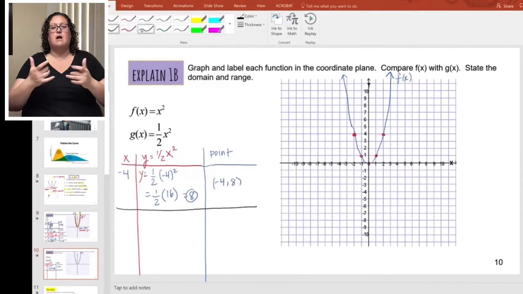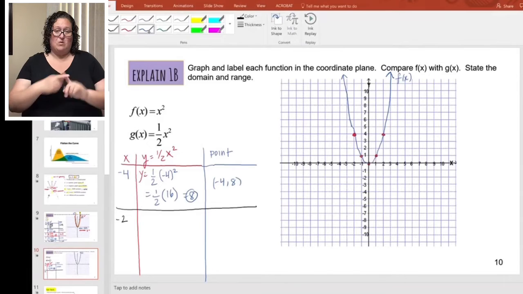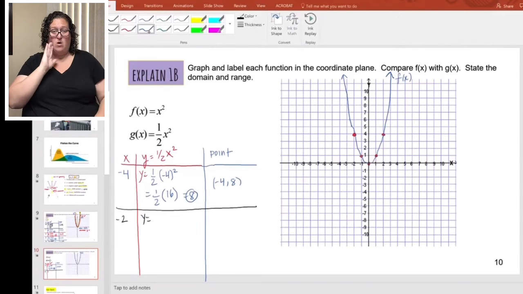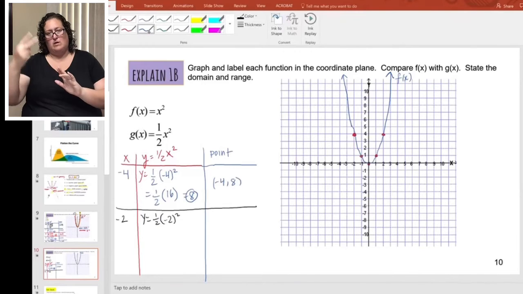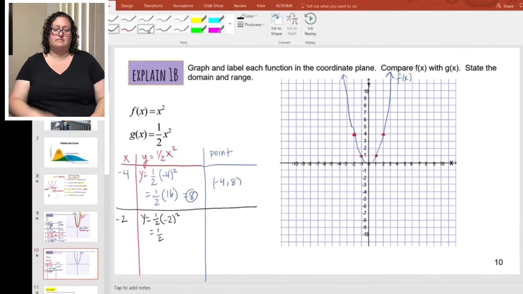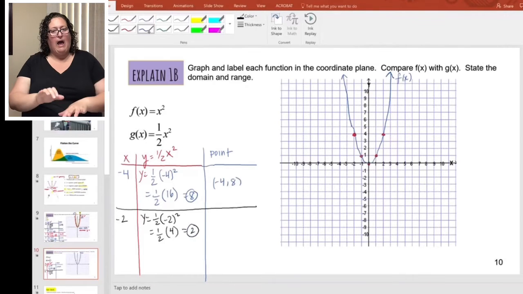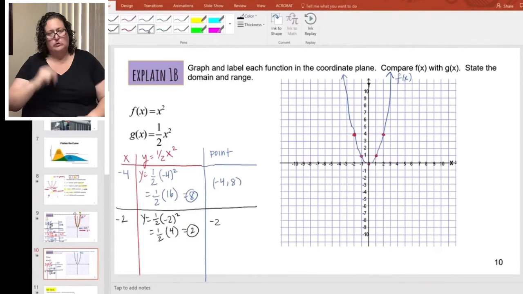Now let's plug in -2. And I'm using -2 because -2 is also a multiple of 2. When x equals -2, y will equal 1/2 times -2 squared. -2 squared is 4. Half of 4 is 2. Our second point is at -2, 2.